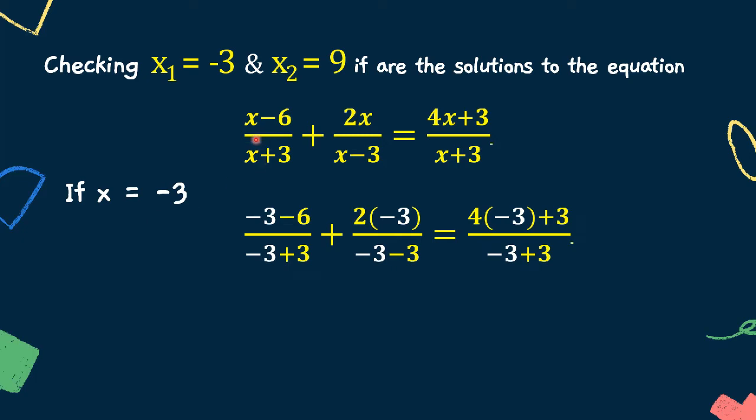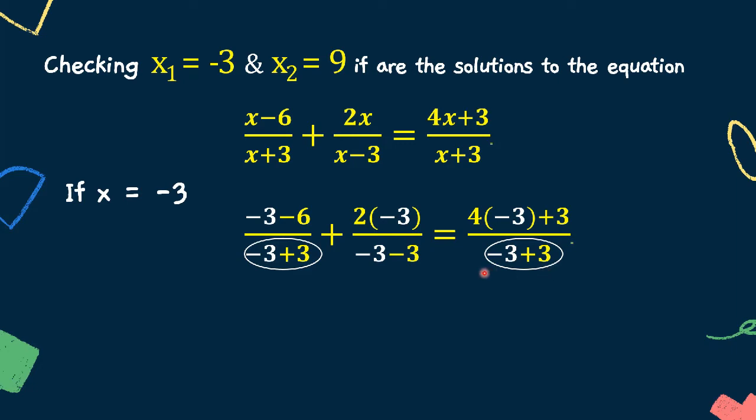So, substituting the value of x by negative 3. Nawala na yung mga x. They were all replaced by negative 3. So, we have here the new equation. Simplify. Before that, notice that the denominators, negative 3 plus 3 and negative 3 plus 3, will give us the result of 0.